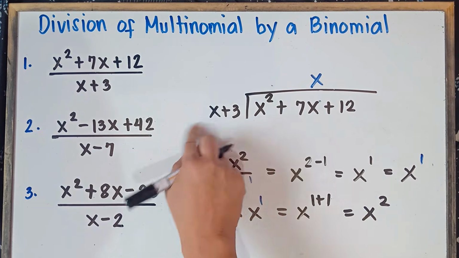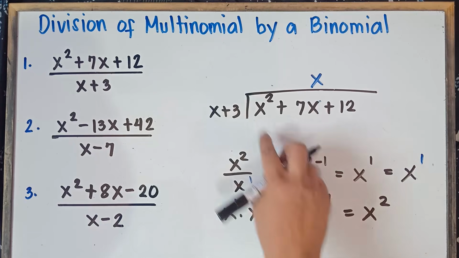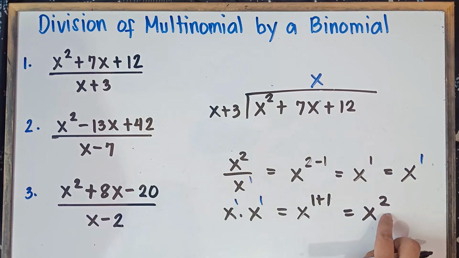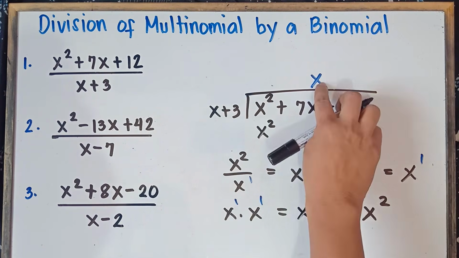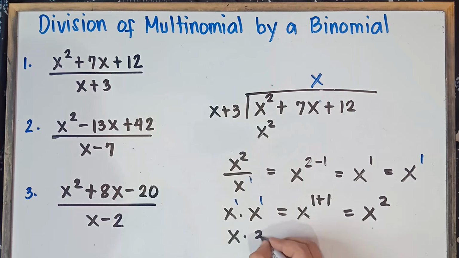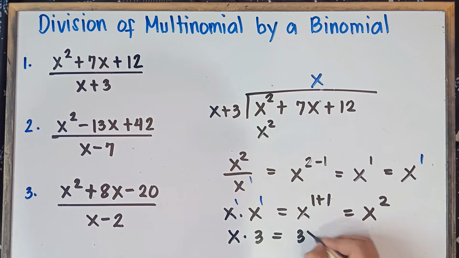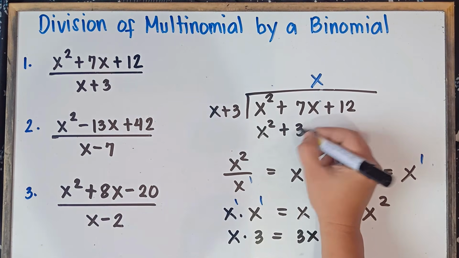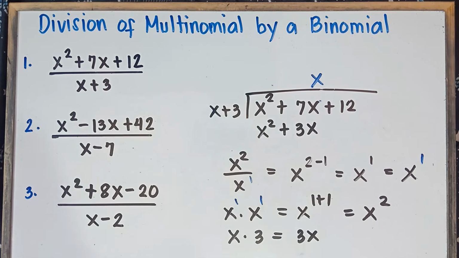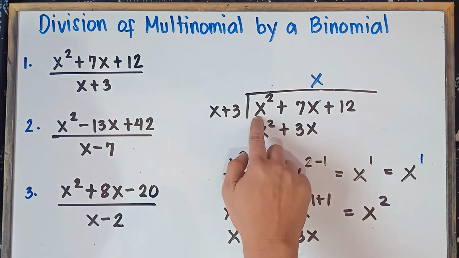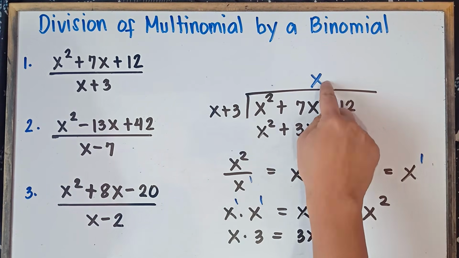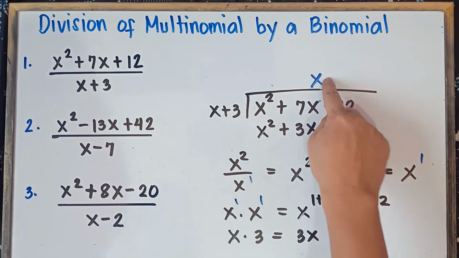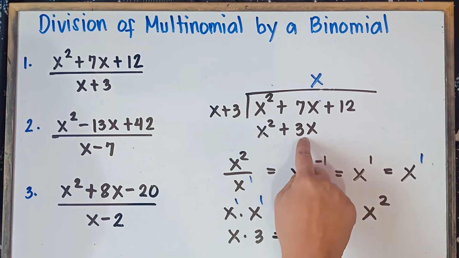Now, where will you put your answer, class? That's correct. You will align your answer with the given x squared because they have the same exponent. X times x is x squared. And then x times 3. What would be the answer, class? X times 3. That's correct. That would be positive 3x. Alright, so once again, class, I hope it's clear for you. X squared divided by x is x. You do it in reverse: you multiply x times x, that is x squared, and x times positive 3 is positive 3x.